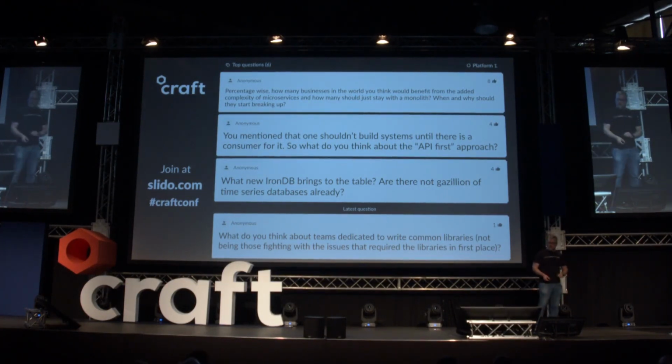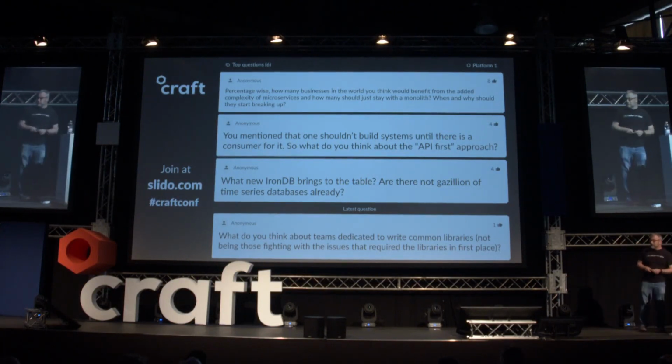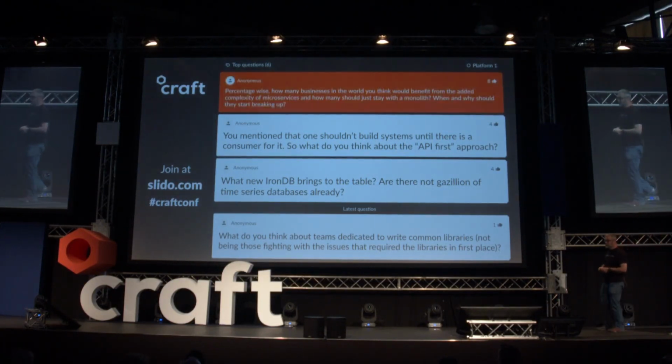Percentage-wise, how many businesses in the world? That's a fantastic question. I hope everyone can read that on the screen. My guess is that probably not that many.